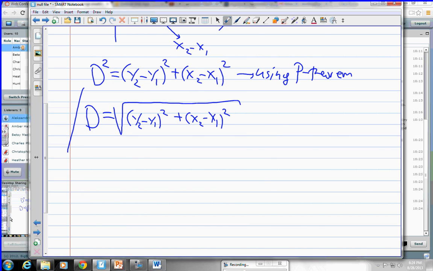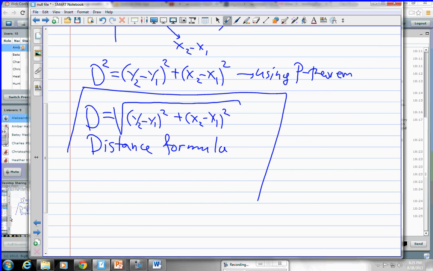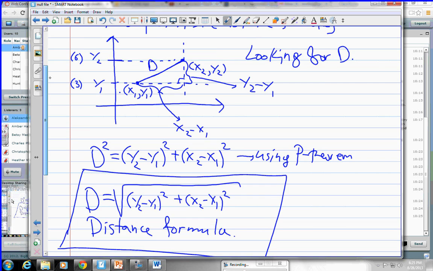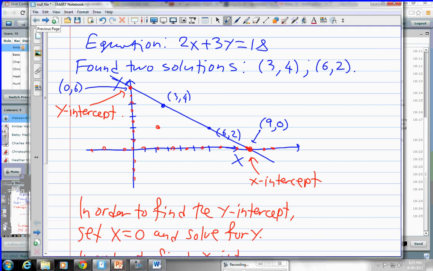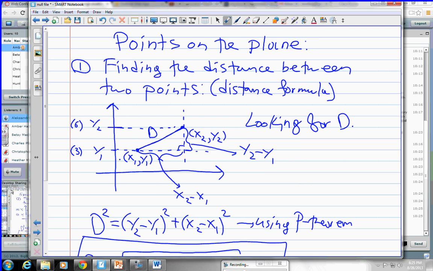So that's the distance one. I can actually use this distance formula to find the distance between these 2 points we used earlier, (3, 4) and (6, 2). Or actually, let's do (6, 2) and (9, 0). That's what I want to do first. I want to do this example.